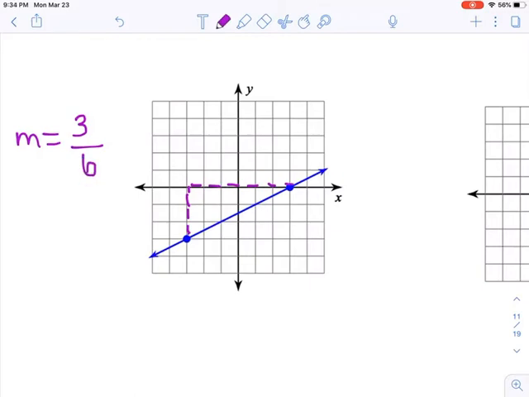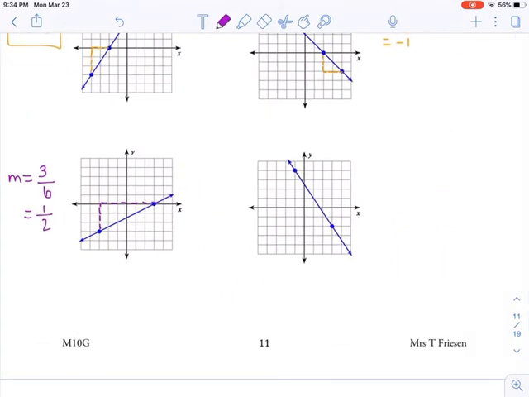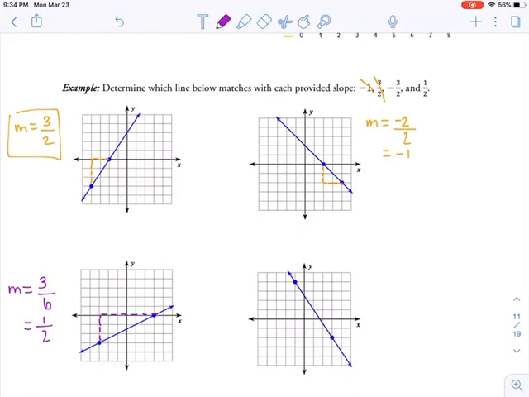Because we always reduce to lowest terms, 3 over 6 is going to reduce to 1 over 2. We can see that we do have a 1 over 2 slope over here, so that's perfect. We can cross that out. And if we've done all of our work right, we're going to end up with a negative 3 over 2 slope on this last graph.